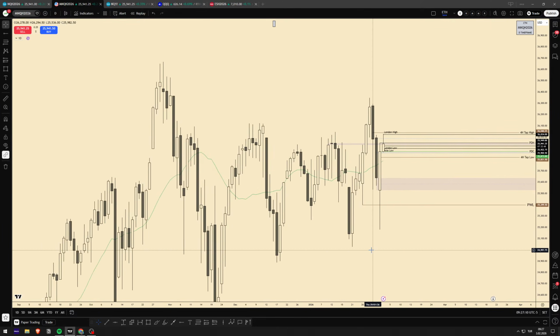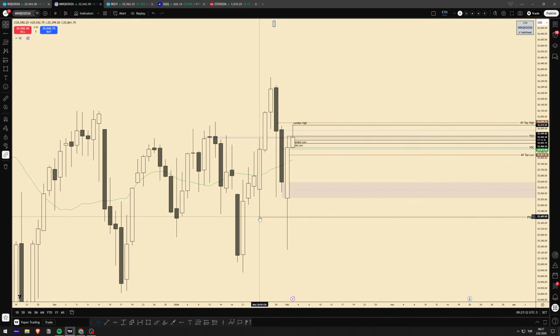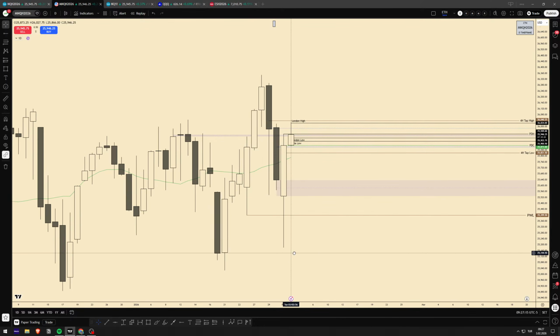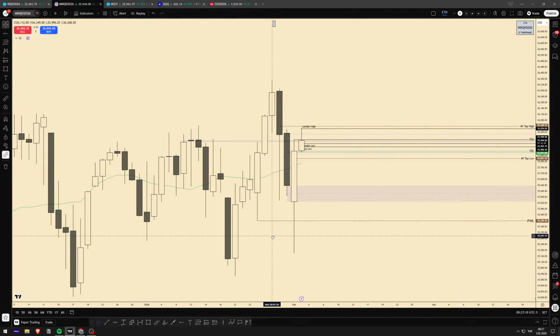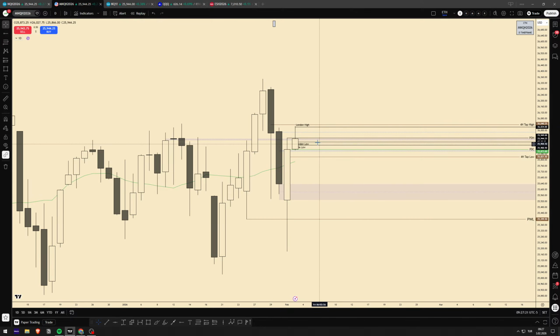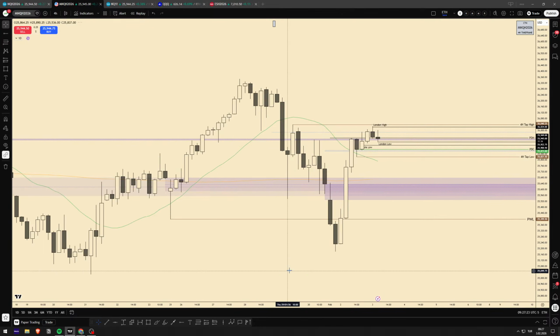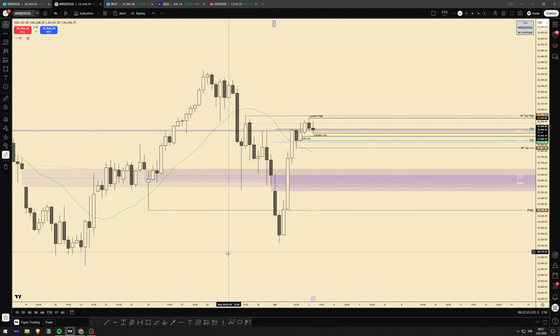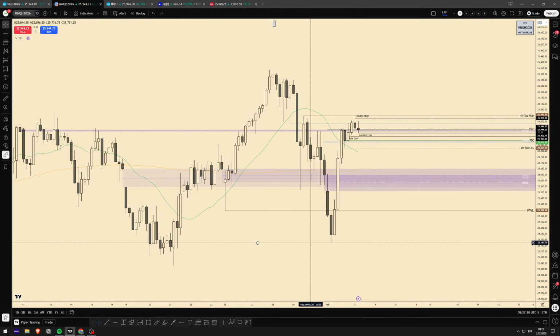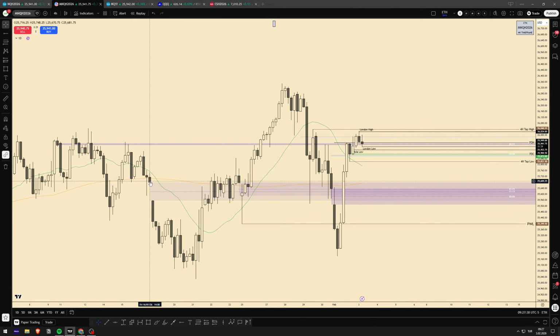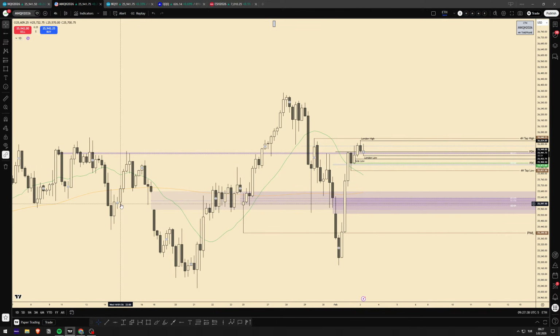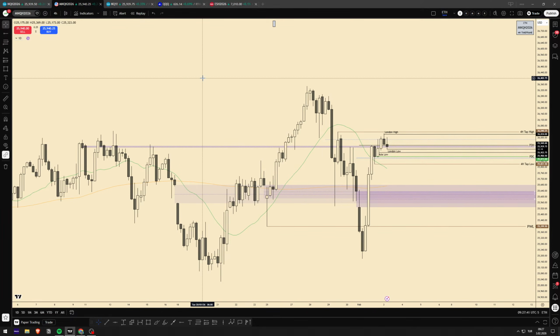I drew this level just to remind myself that price took the previous week low and then gave a sharp turn on the 4-hour chart. These are the new week opening gaps. The name doesn't matter, the function does.